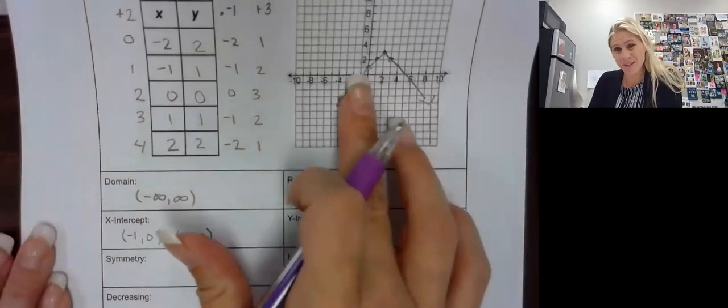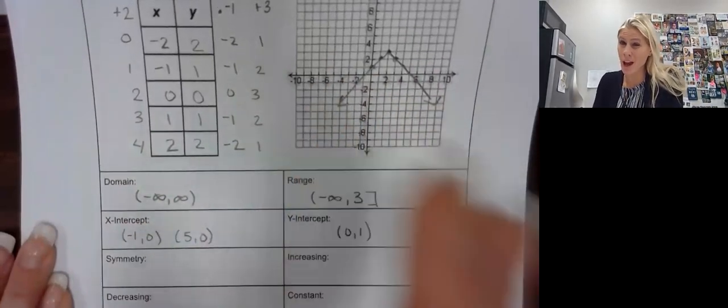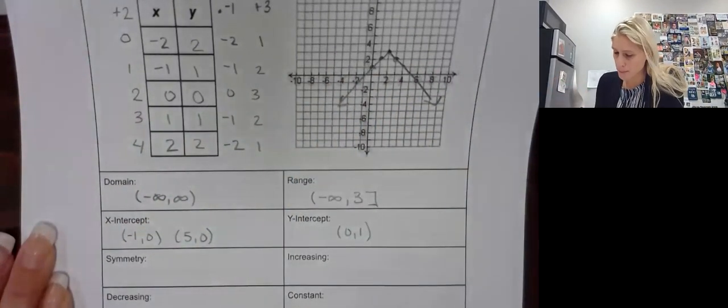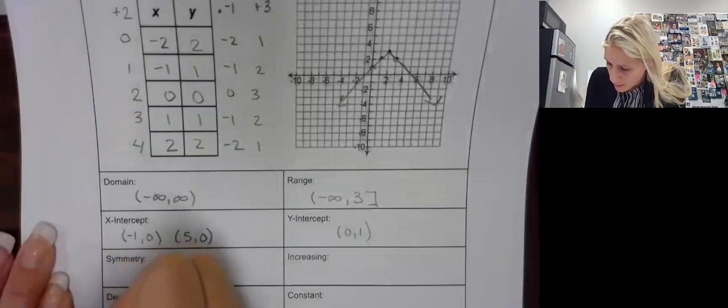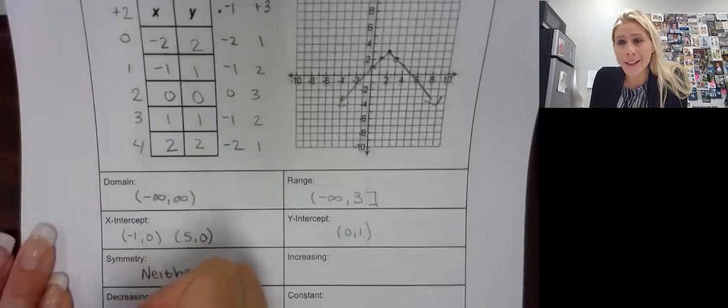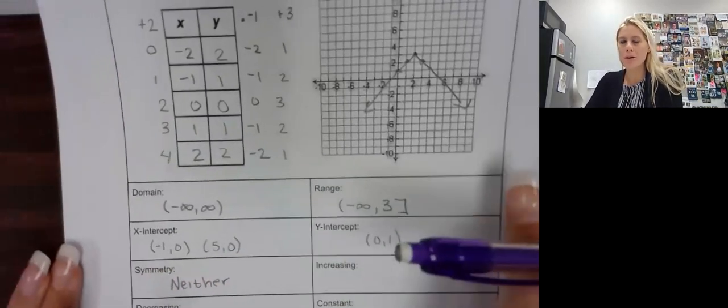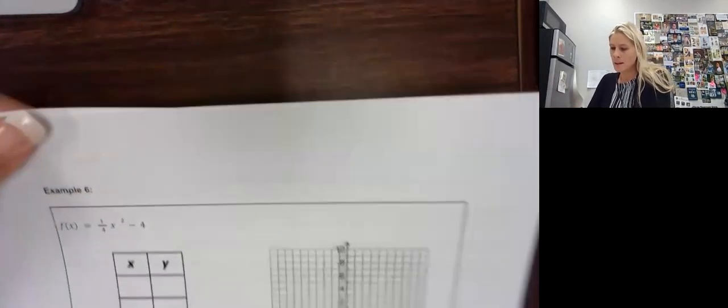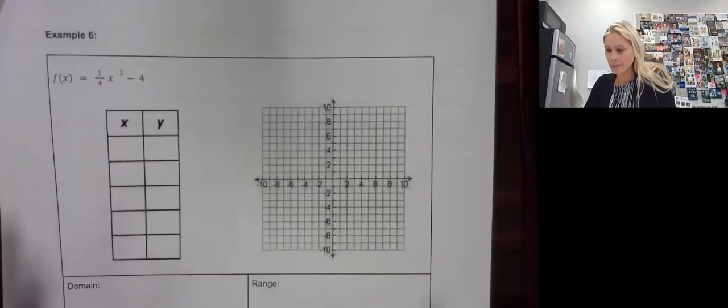And then we have symmetry. Let's see, it doesn't reflect over the y-axis onto itself, and it wouldn't rotate, because then we would have a right side up absolute value. So neither. Yes, most of your graphs will be neither, but once in a while we'll come up with something. Okay, and I'm pretty sure I did it here.